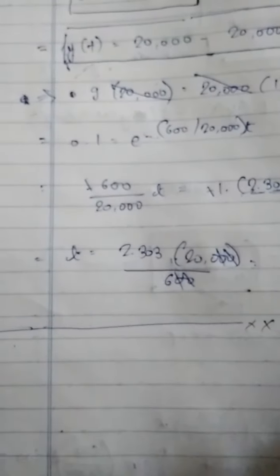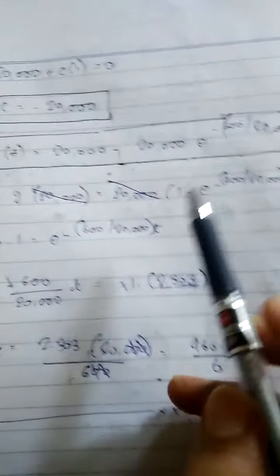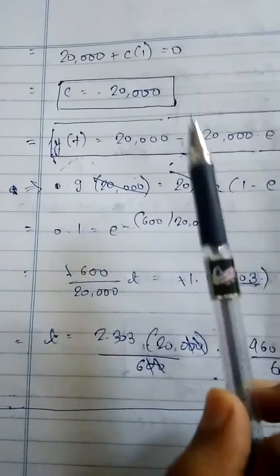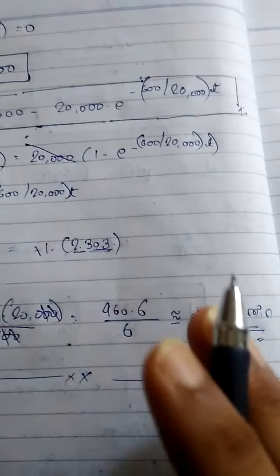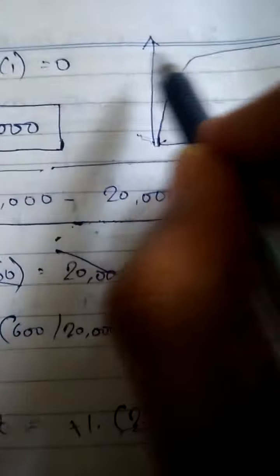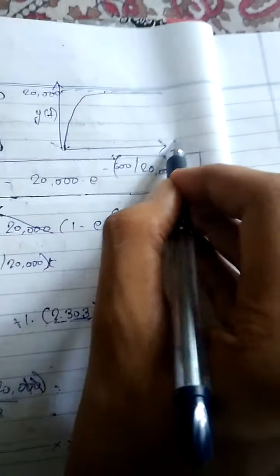This expression is the relation between the amount of fresh air at given time t and time, and this is the amount of time it takes for the mixture to become 90% pure. I would also plot this before we end this video. This should attain a theoretical value of 20,000 at some instant, that is for y(t) and time.